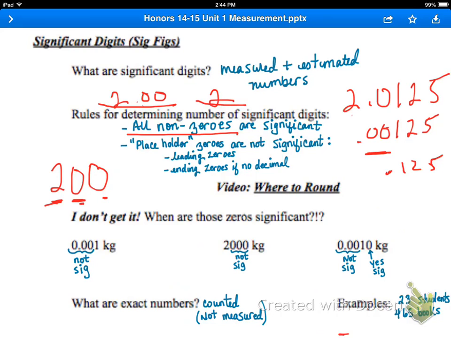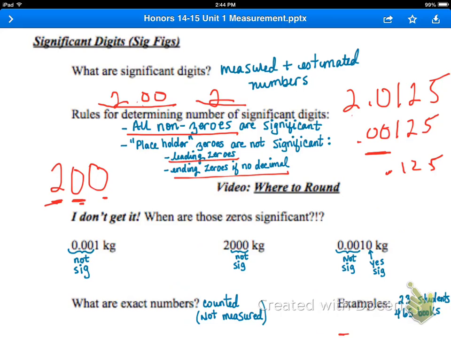Okay? So if you say, how many students are taking, let's say, a blended course this year, you might say there's 200. You don't really know whether you know exactly there's 200 or you're estimating. It could be 230, it could be 190, but when you say 200, there's some uncertainty about how precisely you know that number. Okay, so leading zeros are not significant, and ending zeros are not significant if there is no decimal.